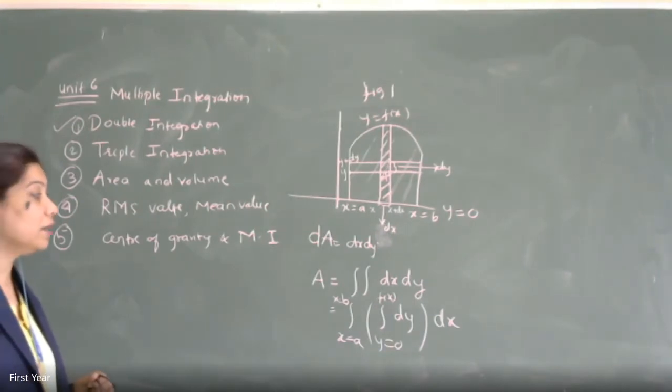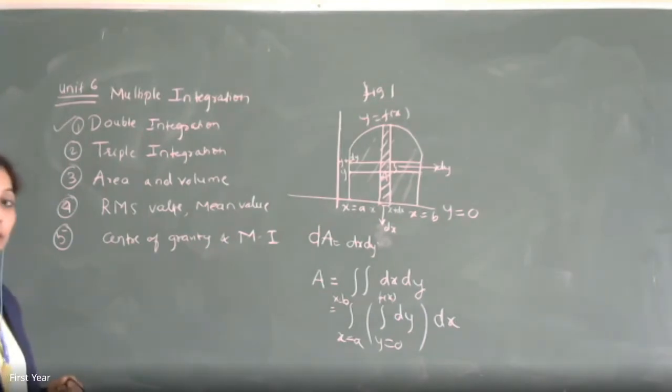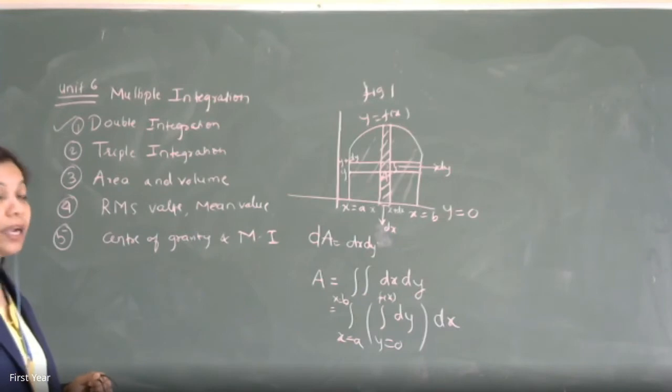is given by A is equal to integration x from a to b, integration y from 0 to f of x dy, put the bracket and write outside dx.